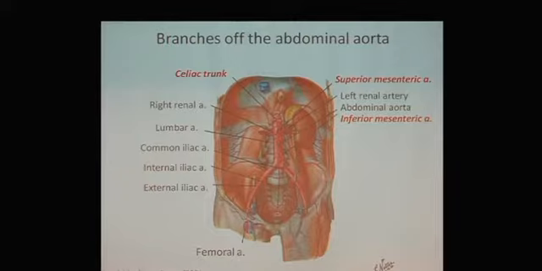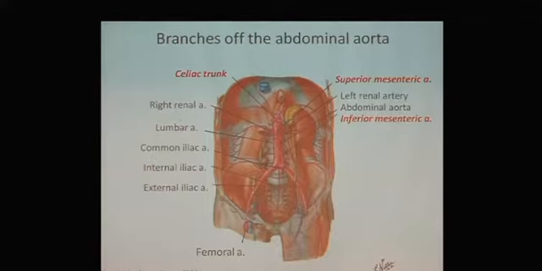The internal iliac artery supplies most of the structures in the pelvis, and some in the gluteal region. The external iliac artery continues down, passes underneath the inguinal ligament between your abdomen and your thigh, and becomes the femoral artery. So the femoral artery is really the primary blood supply to your lower extremity.